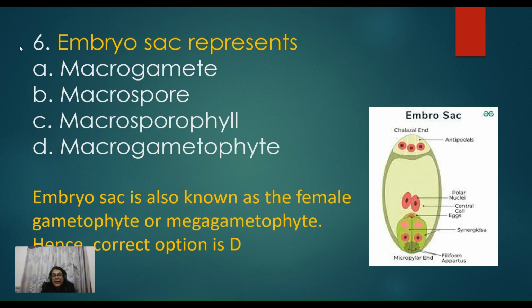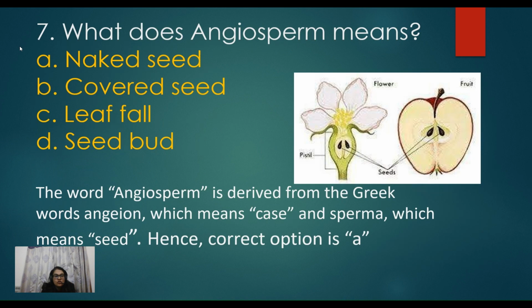Now, what does an embryo sac represent? Is it a macrogamete, macrospore, macrosporophyll, or macrogametophyte? If we see the embryo sac, it is also called the female gametophyte or megagametophyte. So which will be the correct option? Obviously, it will be the fourth option, D, that is macrogametophyte. Let's move to the next question.